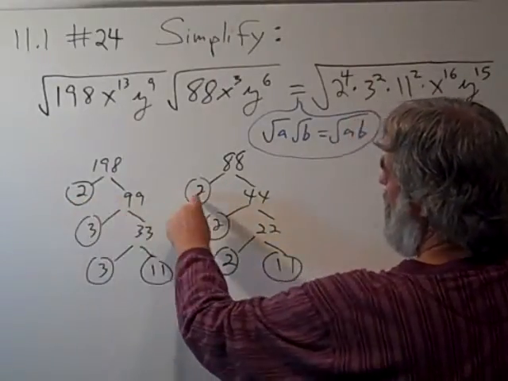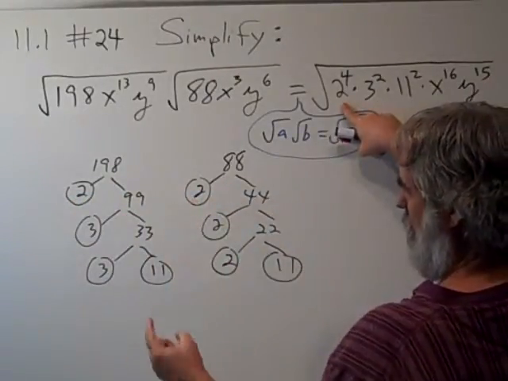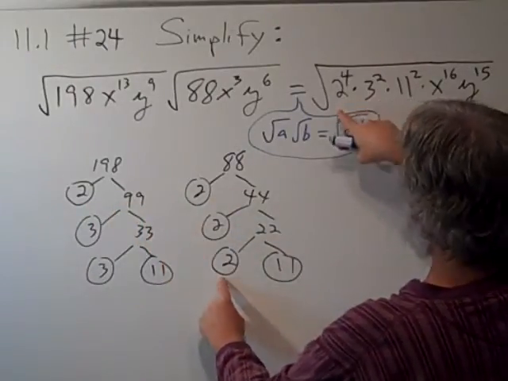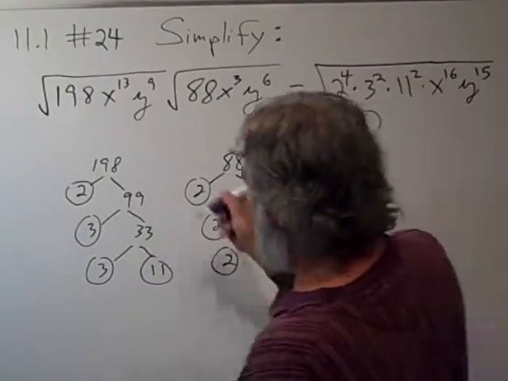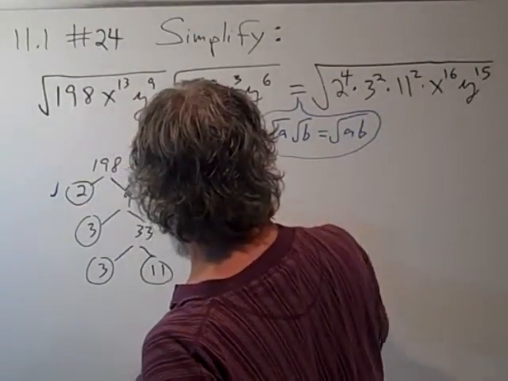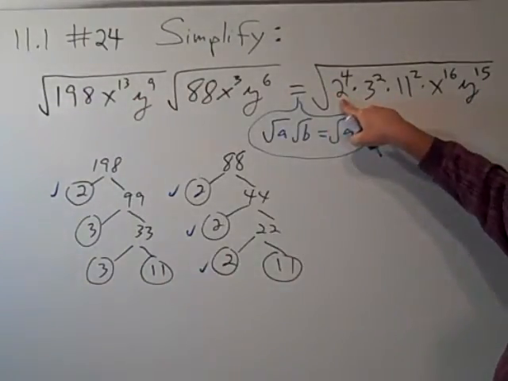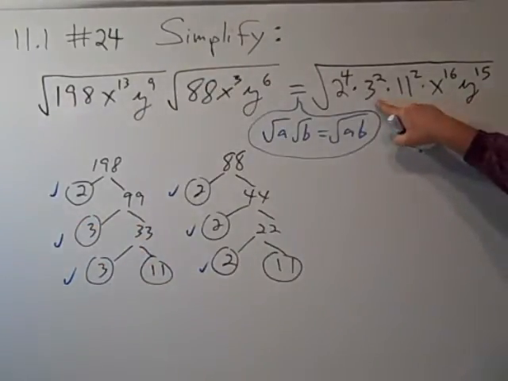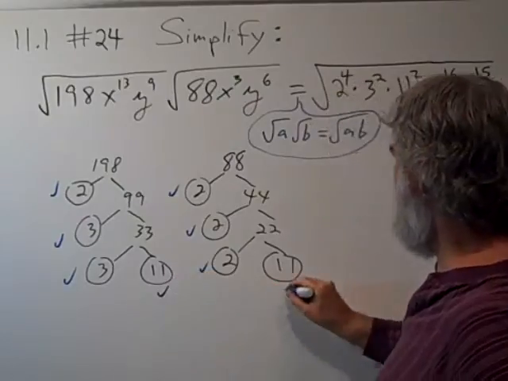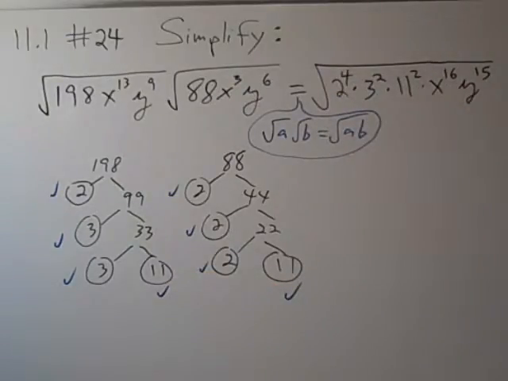So 2 times 2 times 2 times 2 is 2 to the 4th power. There's 1, 2, 3, 4 2's. See, I'll check them out: 1, 2, 3, 4 2's, 2 to the 4th. Then there's 2 3's. 3 times 3 is 3 squared. And there's 2 11's. 11 times 11 is 11 squared.